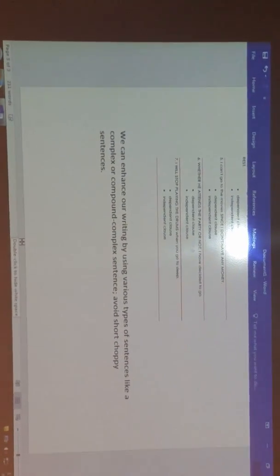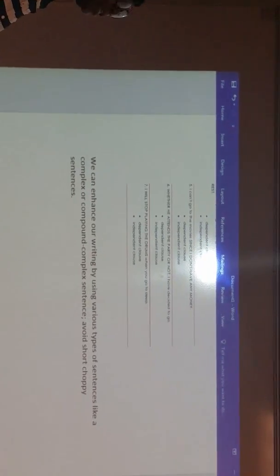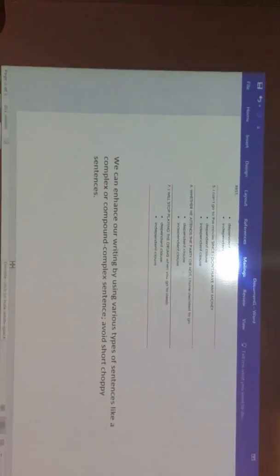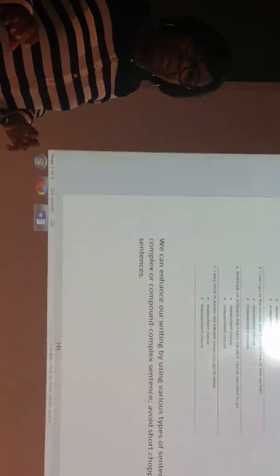We can enhance our writing by using various types of sentences like a complex or compound complex sentence, because we want to avoid short, choppy sentences in our writing. Are there any questions? Proceed with your work time.